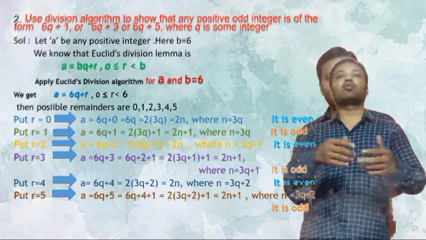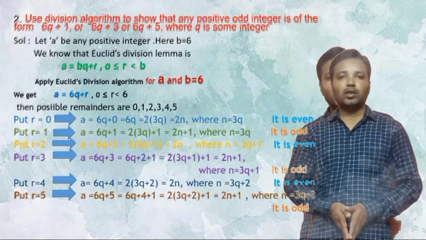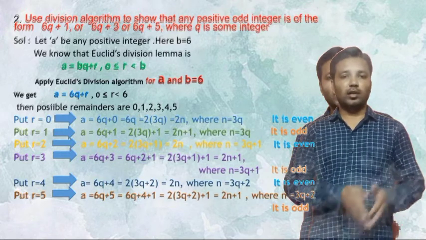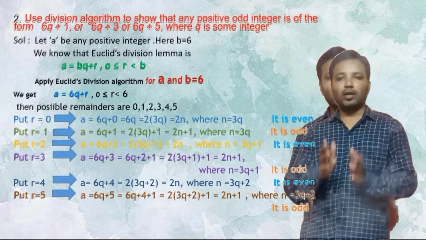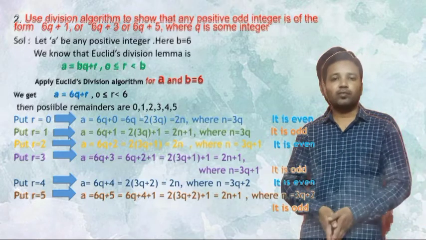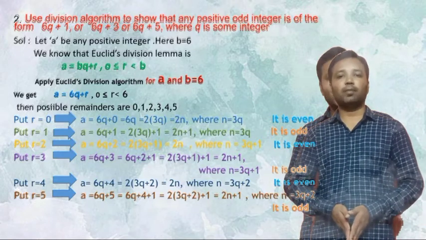Hence the required forms are proved to be odd positive integers. Here 6q plus 1, 6q plus 3 and 6q plus 5 are proved to be odd positive integers.